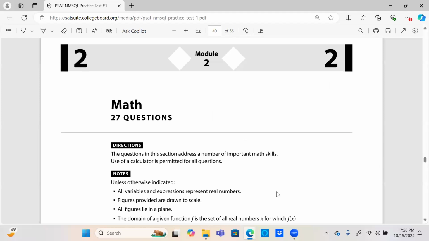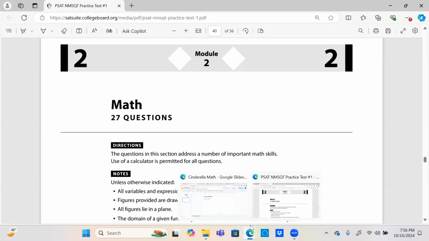So you do want pencil, paper, and your calculator. Make sure it's on the approved College Board list, which you can find on the College Board website. Any scientific calculator is approved, and most graphing calculators are approved. Again, just check that list on the College Board website.